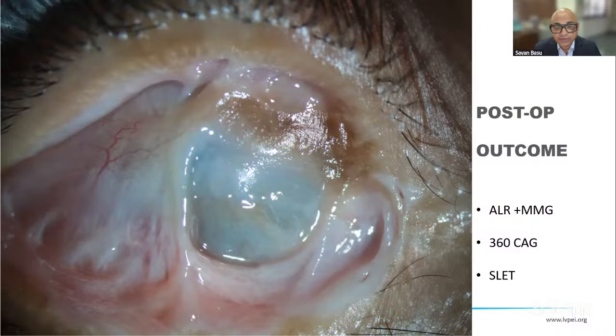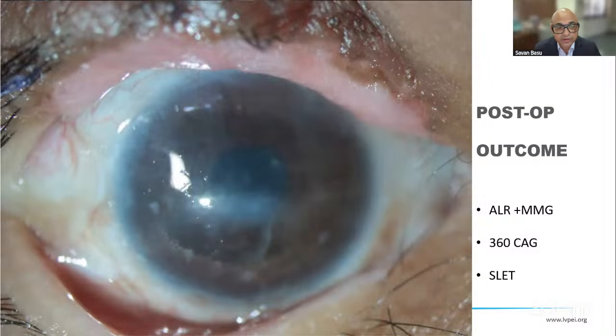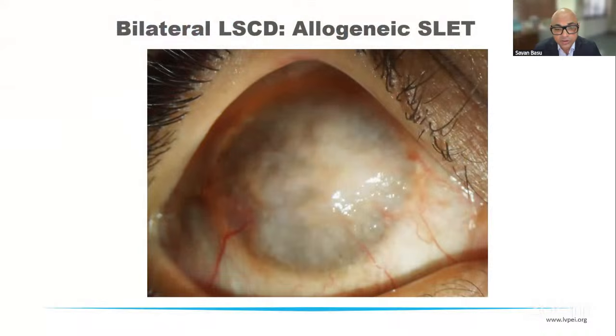Here we did ALR with MMG, which Swati is going to talk about for the eyelids, conjunctival autograft 360-degree for the bulbar conjunctiva, and simple limbal epithelial transplant for the cornea, and were able to achieve a good outcome. So understanding what all is involved in addressing each one by one.